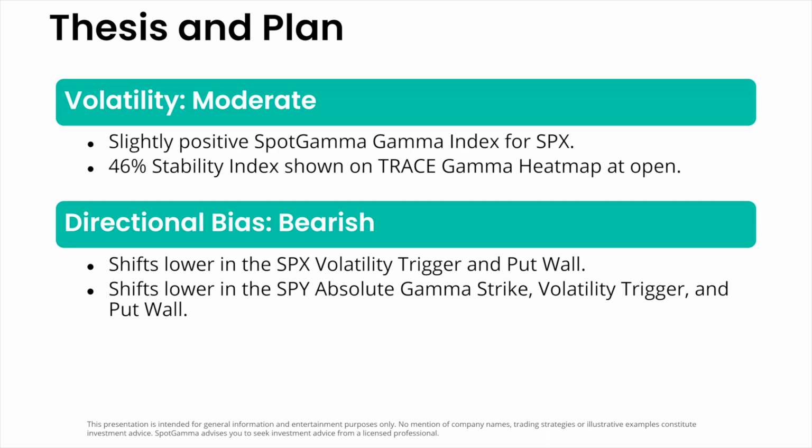Here's my thesis and plan for this case study. I was looking for moderate volatility based on the mildly positive SpotGamma Gamma Index for SPX, positive gamma shown on the TRACE gamma heat map, and the 46% stability index shown in the TRACE gamma heat map at 9:30 a.m. I had a bearish directional bias based on the shifts lower in the SPX volatility trigger and put wall, and SPY absolute gamma strike, volatility trigger and put wall.